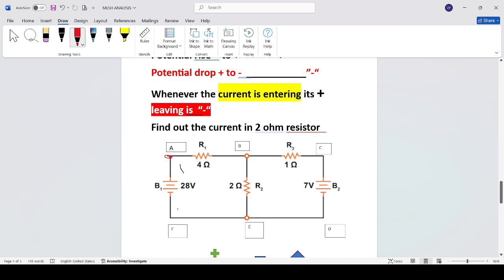Here there is a battery and here there is a resistance. So this is the battery, this is the resistance, and where they connect is called one node. So I mentioned this as node A. This is node B, node C, node D, node E, node F.